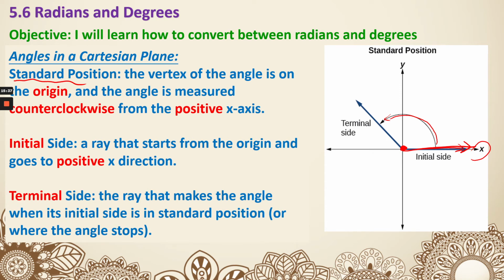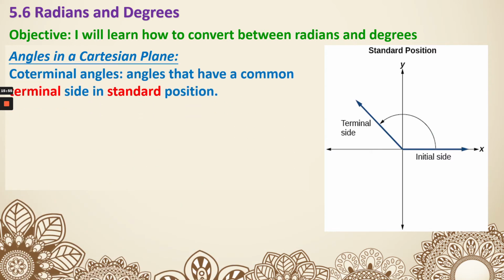Terminal side is the ray that makes the angle when its initial side is in standard position, or where the angle stops. So in this case, as you can see, my angle stopped right here. This is the rotation. Oh, it stops right there. So that is going to be my terminal side. These are just some new definitions. And let's have a look at more things.